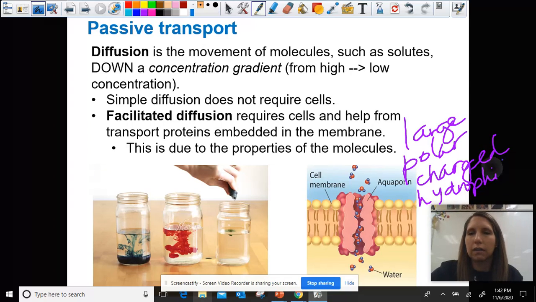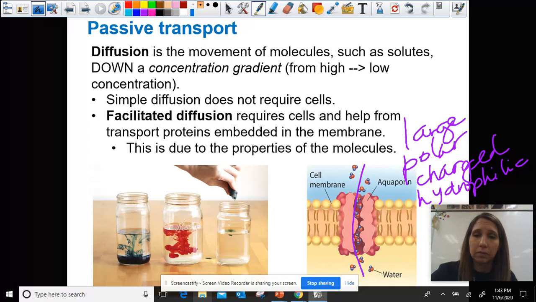All right. If any molecules have any of these properties, even if they're going to go from high to low concentration, even if they go down that concentration gradient like we saw, it's still going to need the help of these helper proteins. These are essentially channels in the membrane that provide a passageway for molecules to come through.